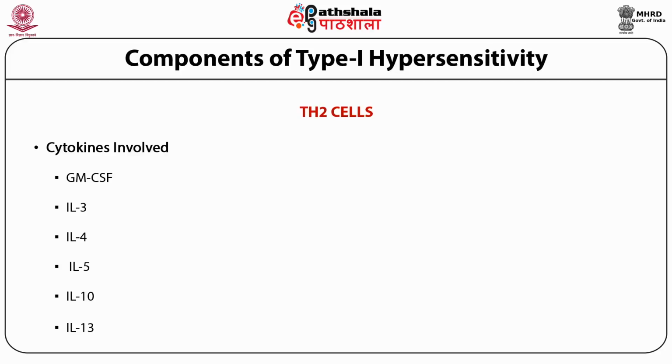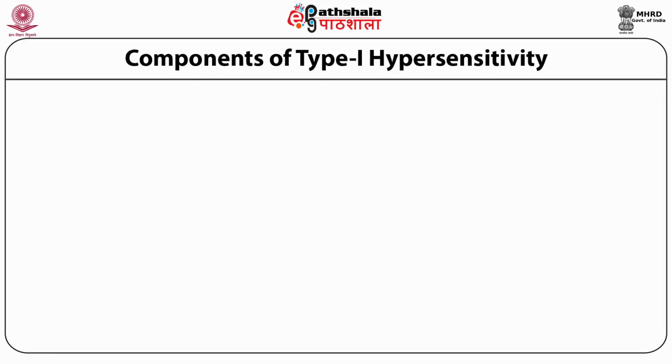Parasitic infections and allergic reactions induce Th2 responses, leading to antiparasitic and type 1 hypersensitive reactions. The Th2 cytokine profile is higher in allergic diseases and helminthic infections. Let's move on to another component, that is immunoglobulin E.